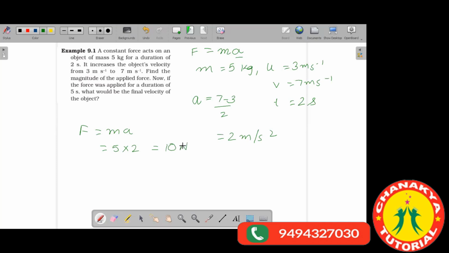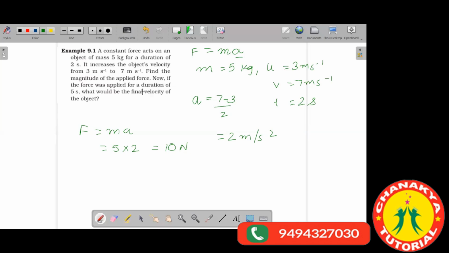That is the SI unit of force. Even by doing delta P by T, we'll get the same answer. If I find out the final momentum minus initial momentum, divided by time, that is change of momentum by time, we'll get the same. So this part we have done: find the magnitude of the applied force. Now the next part.